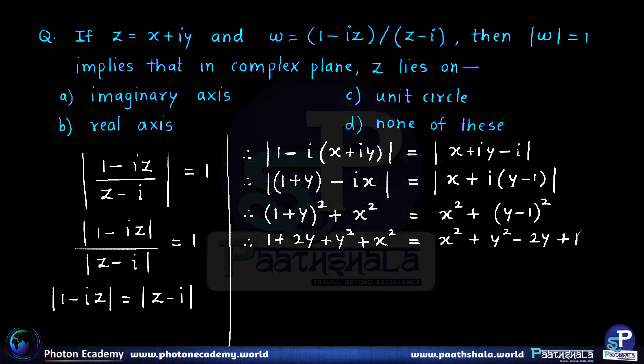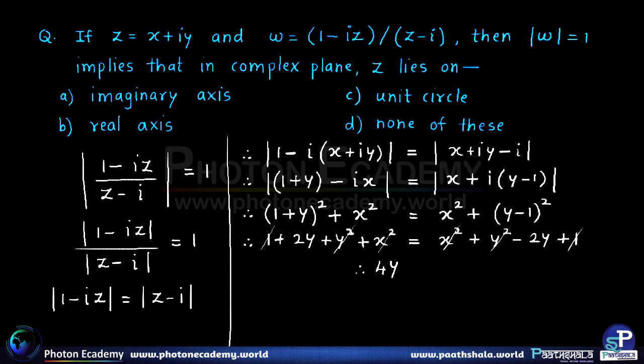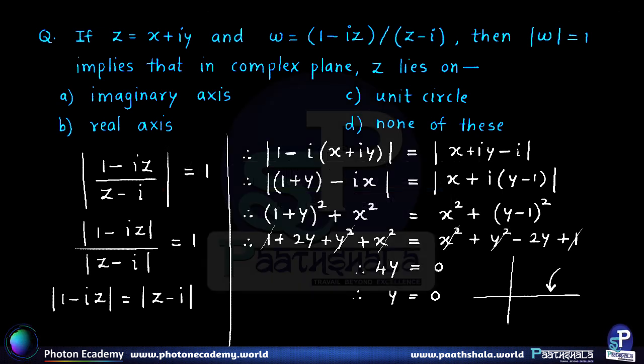So you see 1 gets cancelled from both sides, y square gets cancelled, x square gets cancelled, so we are left with 2y equal to minus 2y, so that gives us 4y equal to 0, and therefore finally we get y equal to 0. Now you know that y equal to 0 is nothing but the equation of the real axis. So that means that the number z lies on the real axis, that is z is a purely real number. So therefore option B is the correct answer.